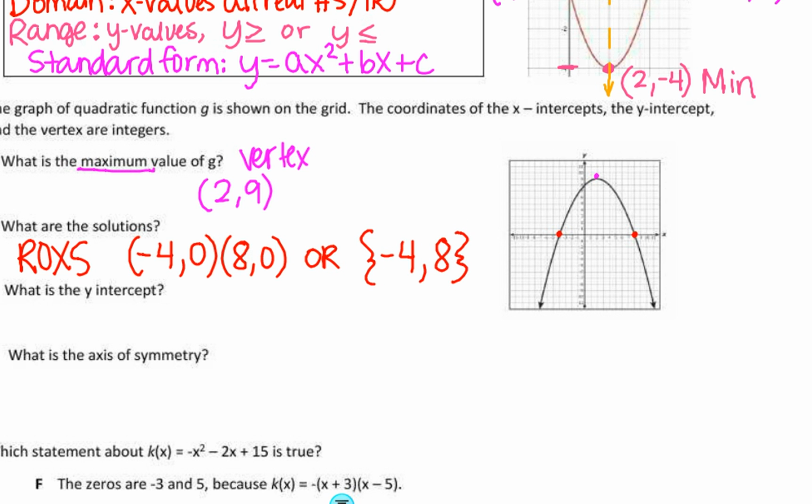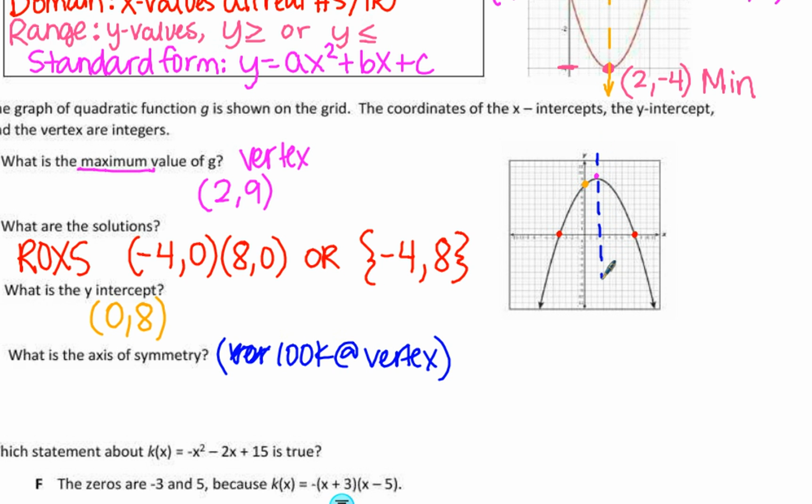All right, the y-intercept is where it crosses the y-axis, and that is at the point (0, 8). Okay, and then our axis of symmetry. Remember that your axis of symmetry is always going to be related to your maximum or minimum, which is also your vertex. So I'm going to put in parentheses, look at vertex. Okay, and we're actually talking about the x value of our vertex. Remember, your axis of symmetry is what splits this thing in half.